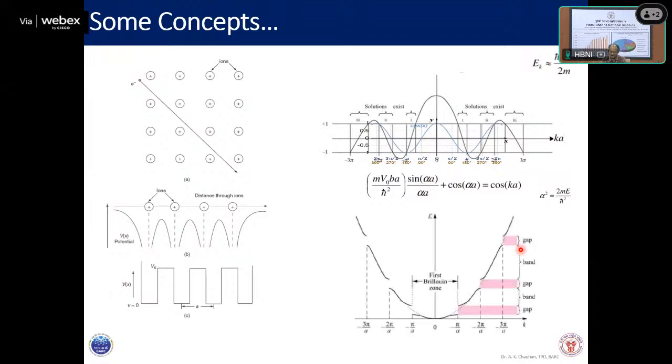This will put a restriction on the otherwise normal parabolic EK diagram, that is E versus K. I will once again tell you in the next slide what an EK diagram is. So you will see it is now not continuous, because at these values there is actually no solution which exists. Ideally this EK diagram should be a parabola, but now you have several breaks because of these issues, and this arises because the electron is subjected to a periodic potential.